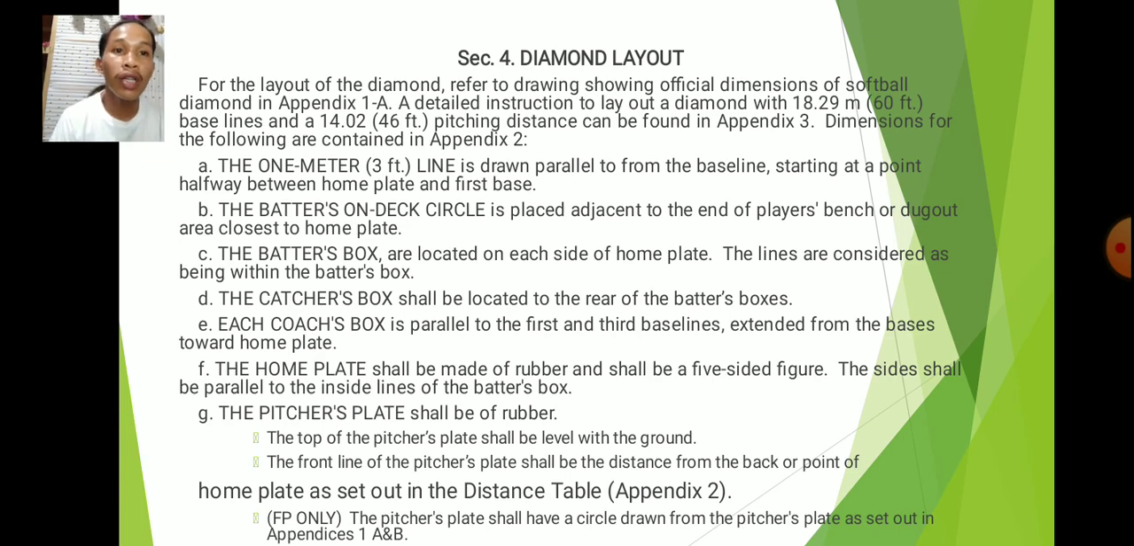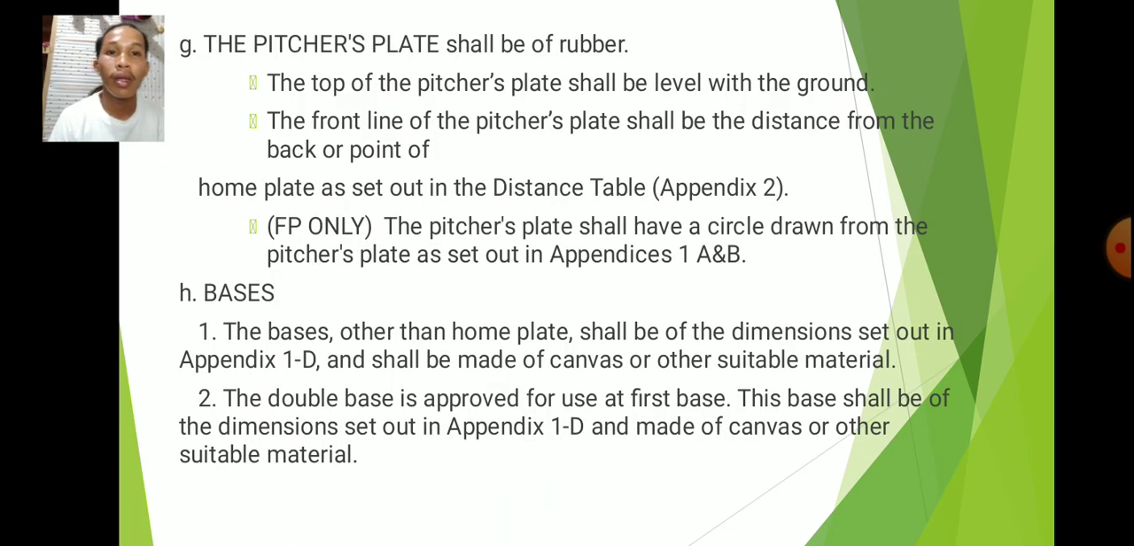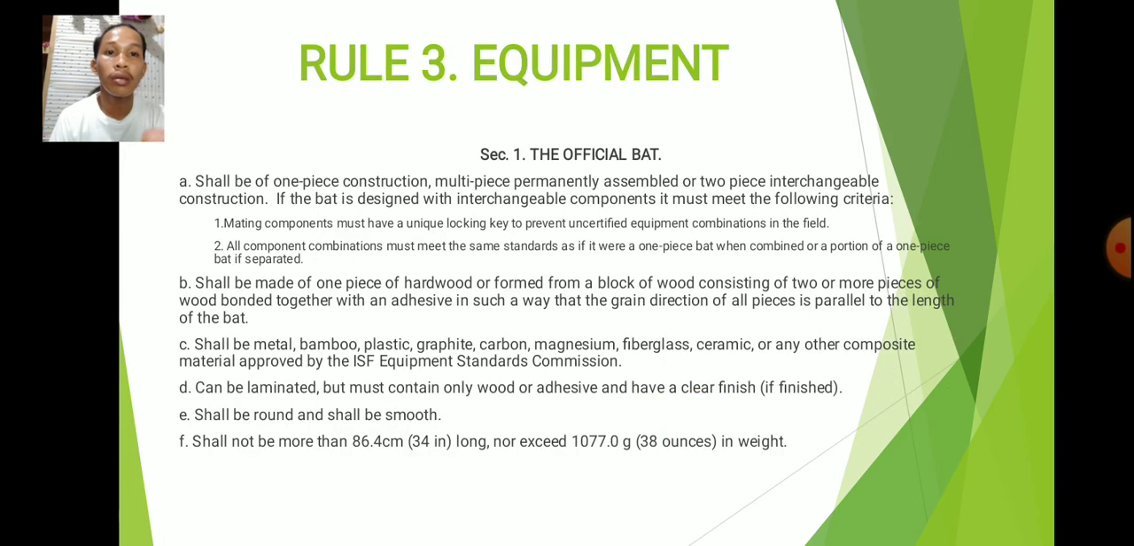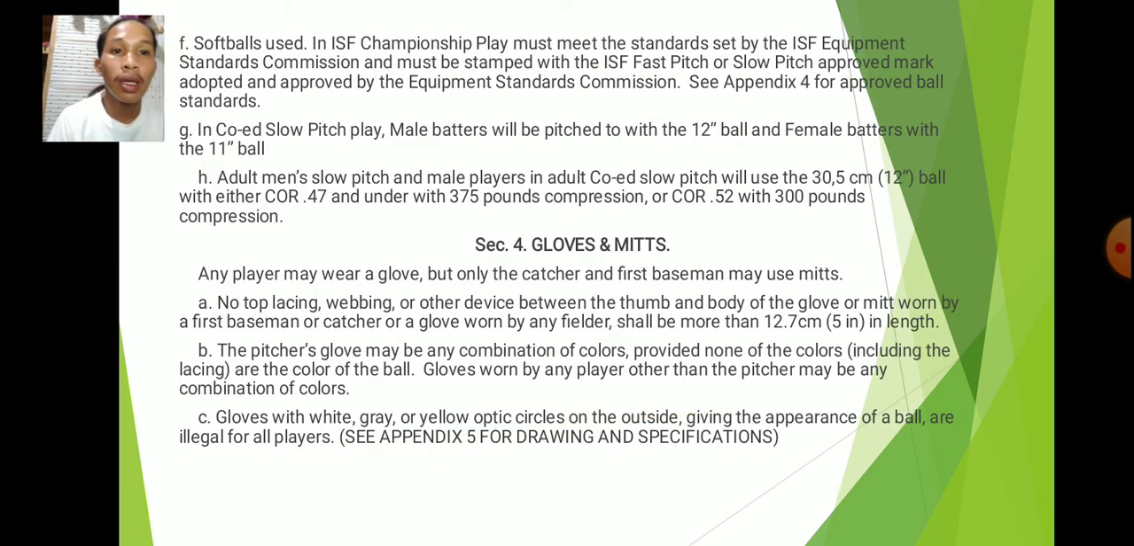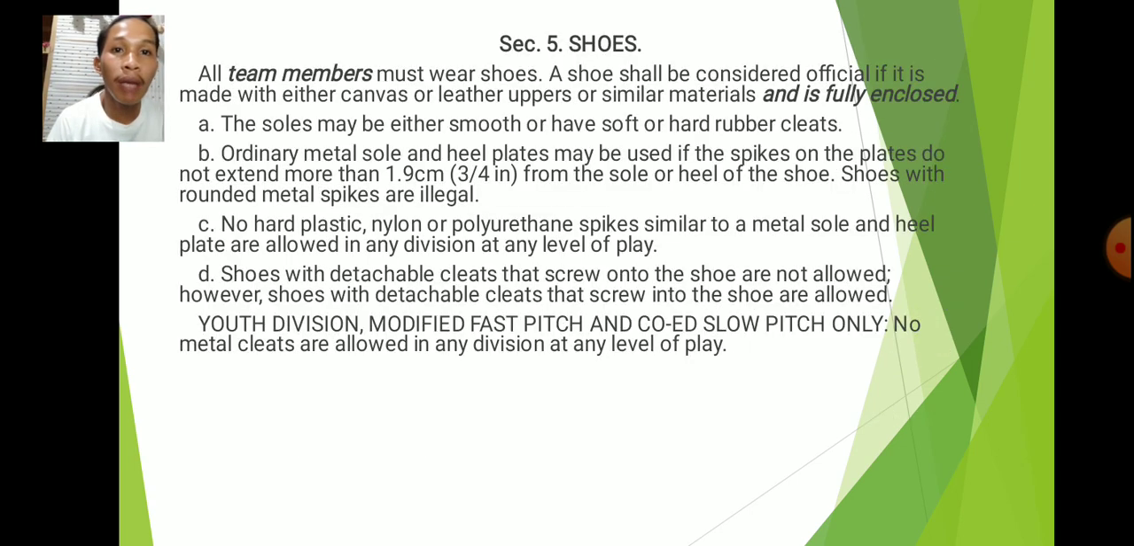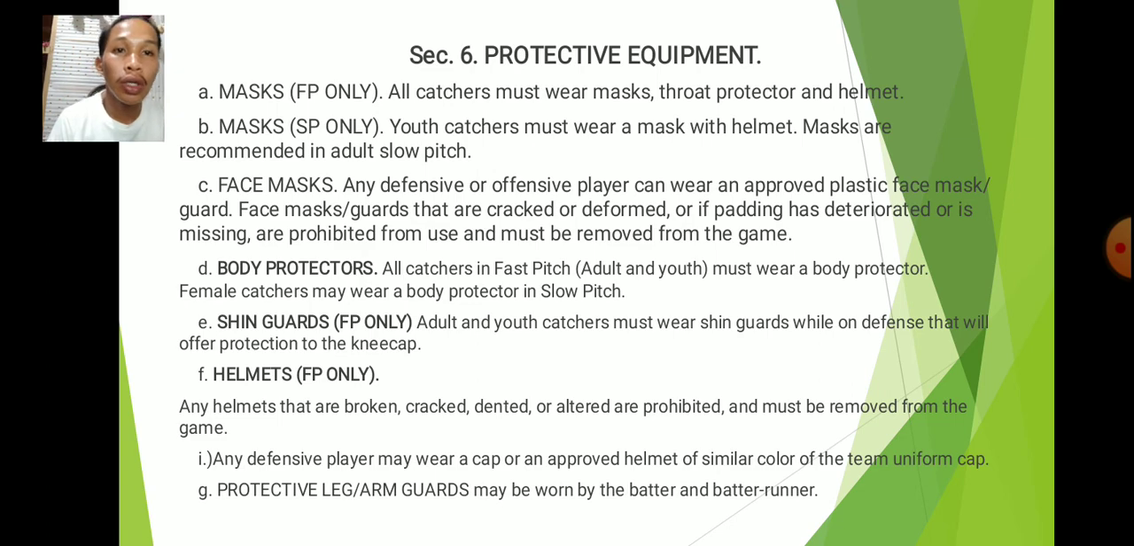Section number 4, diamond layout. A pitcher plays. Rule number 3, equipment. Section 1, the official bat. Section number 2, warm-up bats. Section number 3, the official softball. Section number 4, gloves and mitts. Section number 5, shoes. Section number 6, protective equipment.